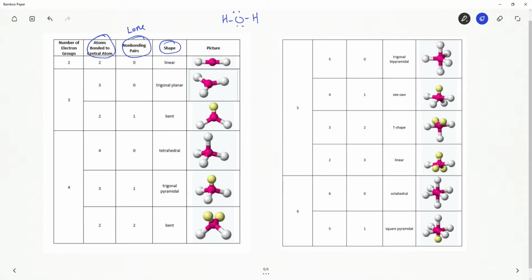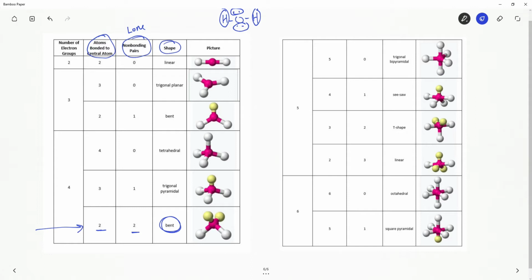Now, using my table, I see that I have two atoms bonded to my central atom, and I have two lone pairs. So on my table right here, I can see two atoms bonded to the central atom, two non-bonding or lone pairs, and you can see the shape predicted here is bent.